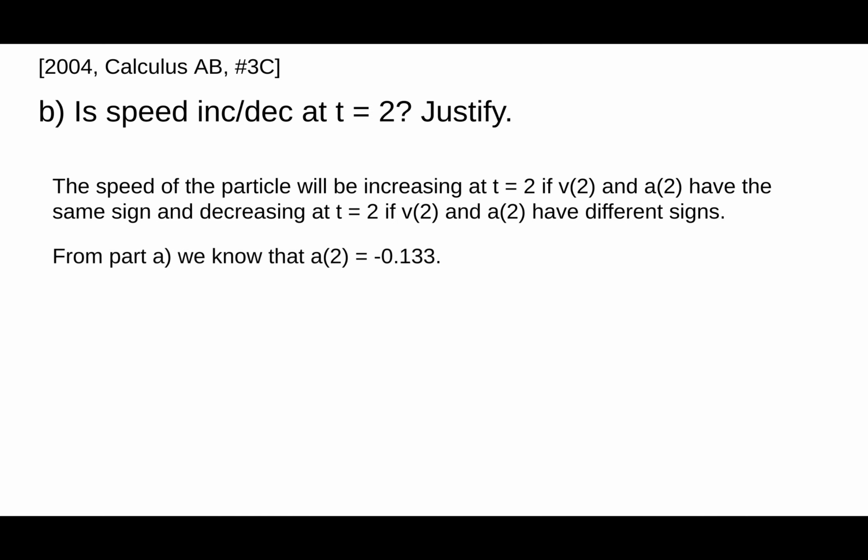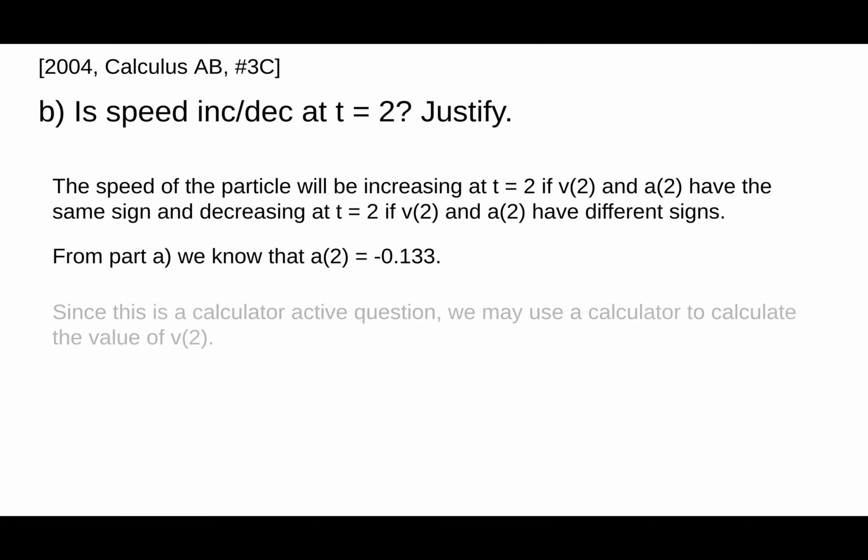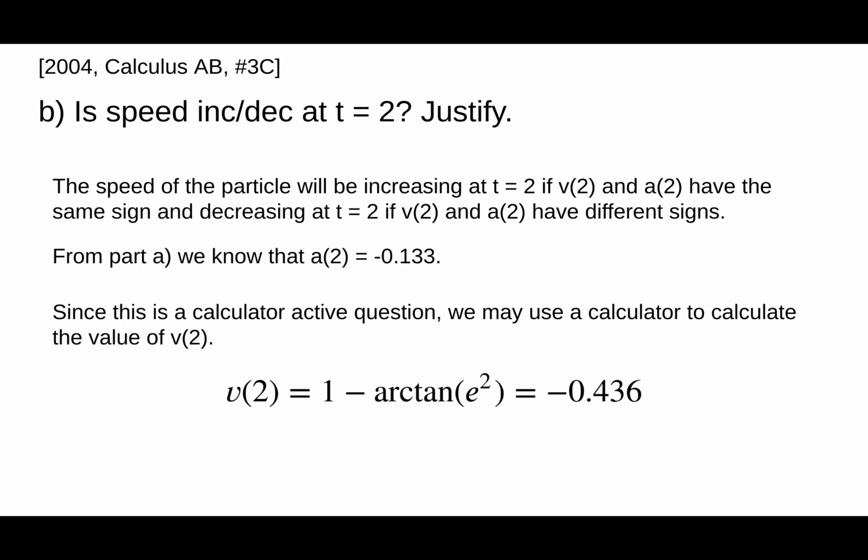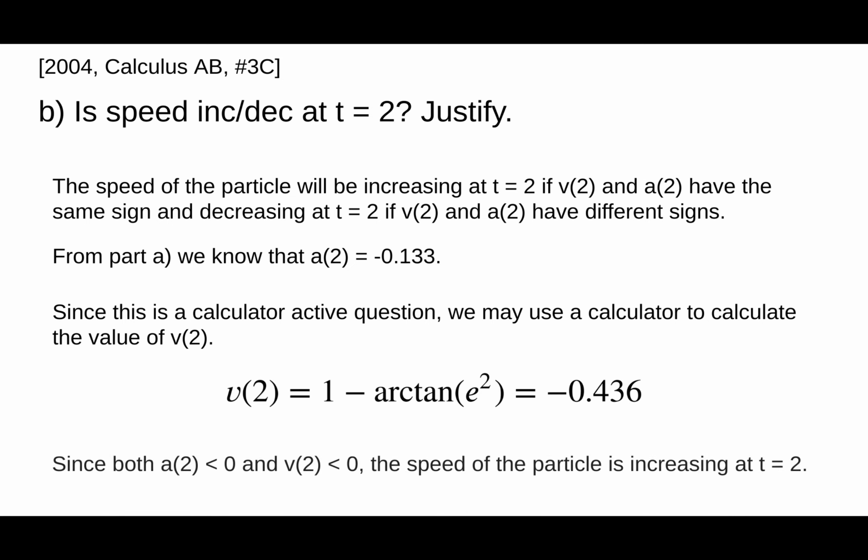So for part A, we know that a of 2 is negative 0.133. Since it's a calculator active question, we can use a calculator to calculate the value of v of 2. V of 2 is 1 minus the arctangent of e to the second power, which turns out to be negative 0.436. Note that both a of 2 and v of 2 are negative, and so they have the same sign. So because a of 2 and v of 2 are both negative at t equals 2, the speed of the particle is increasing.